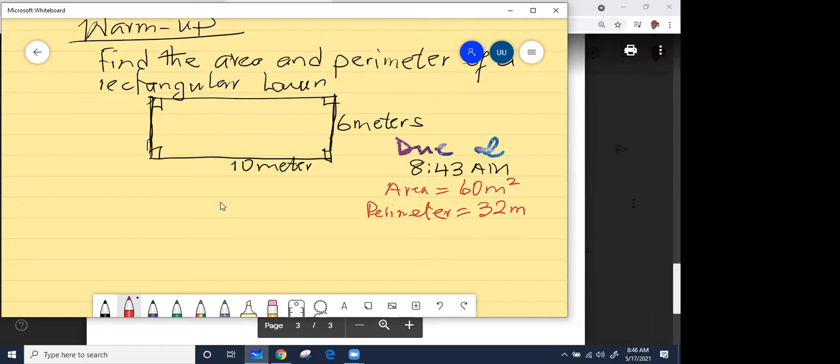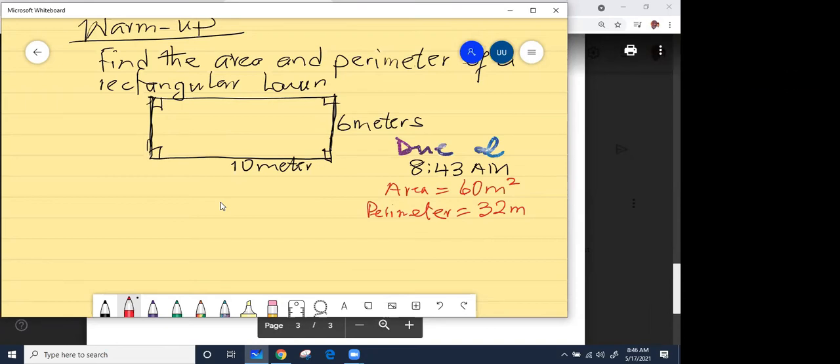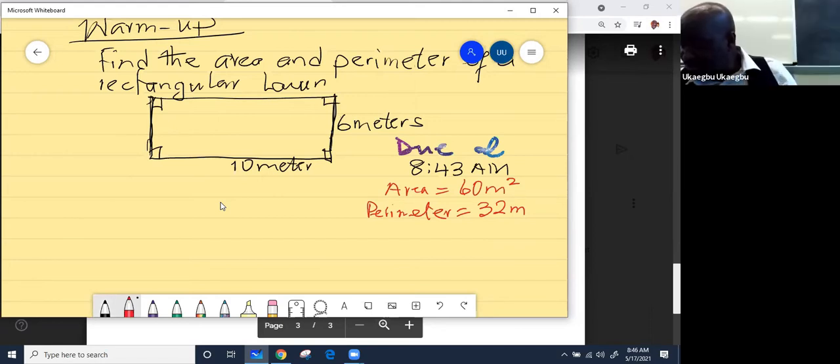I don't exactly remember the formula, I just know. Okay, so who remembers the formula for area? That's fair enough. Area equals length times width. Okay, very good. So now that's where we are going to start. So we are going to start with area equal to length times width.